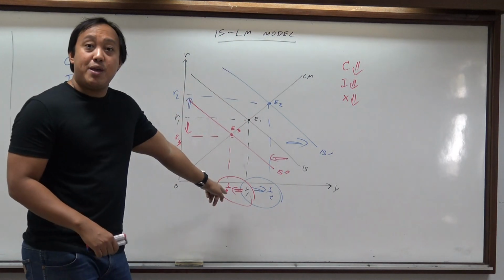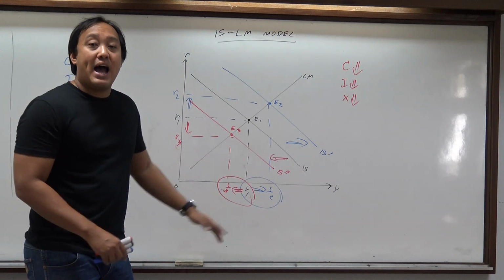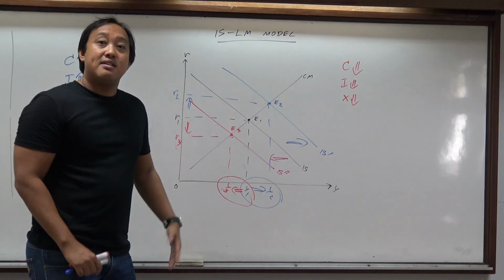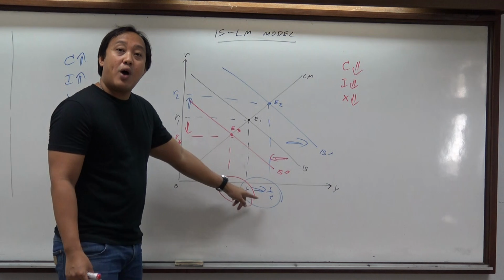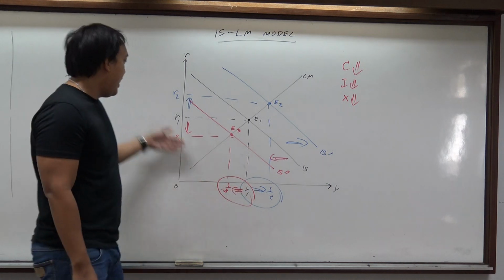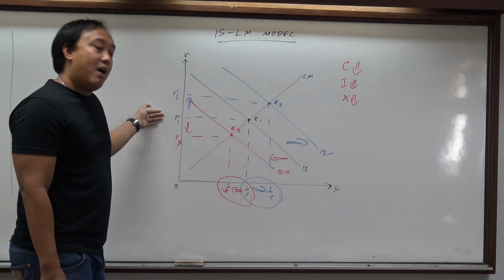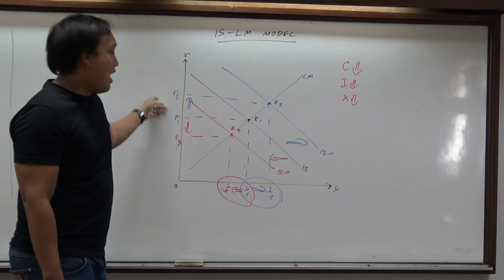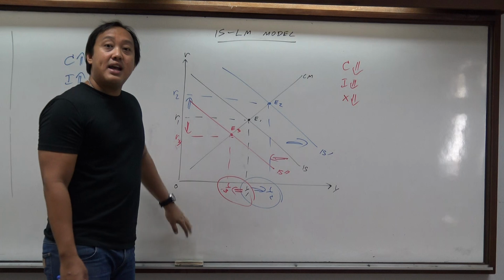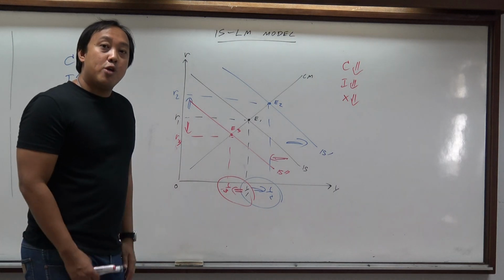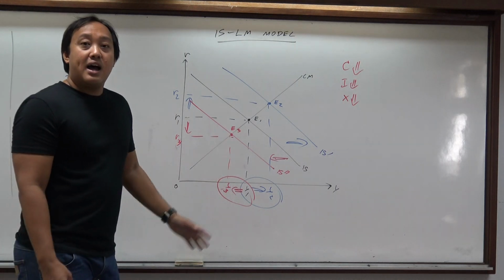A lot of people lose their job. Unemployment is rising. Then this is the consequence: Y1 going to the left to Y3. People have less money. Money demand going down. The real interest rate going down, R1 to R3. This is how the economy affects the model.